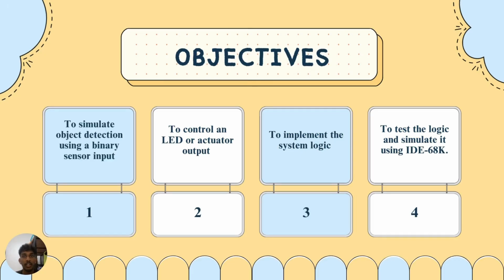My name is Surendran Ramchandran and I'm going to be talking about the objectives of our project. The first objective is to simulate object detection using a binary sensor input. The second objective is to control an LED or actuator output, which will represent the lid, based on detection. The third objective is to implement the system logic, which is we will be using Motorola 68K assembly language. And the fourth objective is to test the logic and simulate it using IDE 68K.